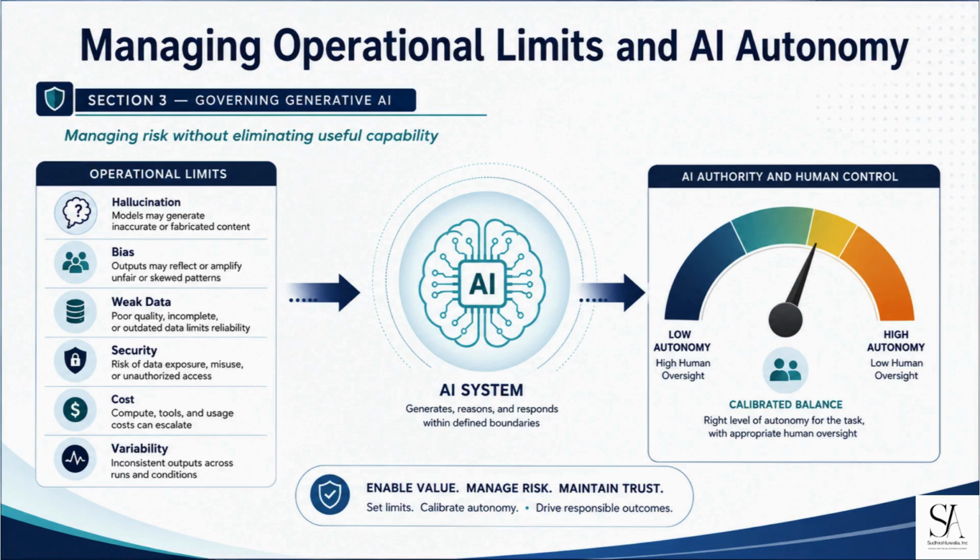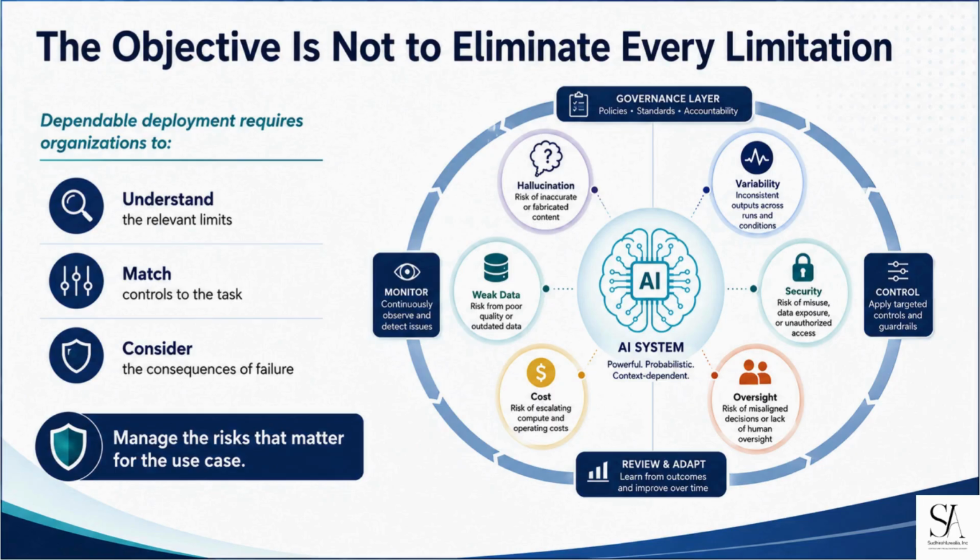These limitations do not mean that generative AI cannot be used effectively. They mean that dependable deployment requires organizations to match the design of the system to the nature of the task and the consequences of failure. The practical objective is therefore not to eliminate every limitation, but to manage the risks that matter for a particular use case. Different limits require different responses.